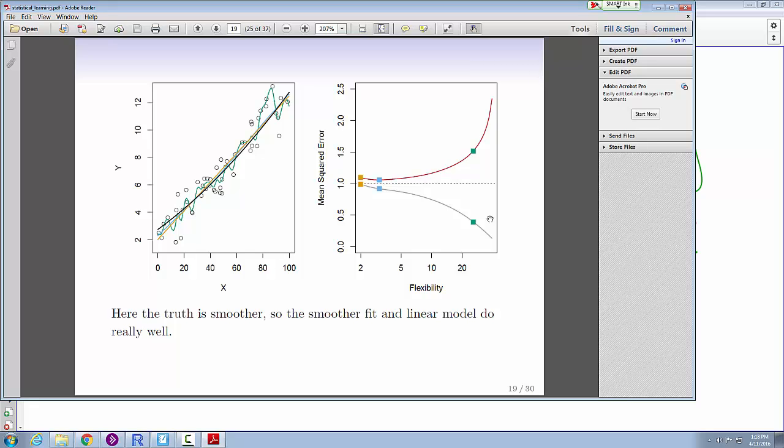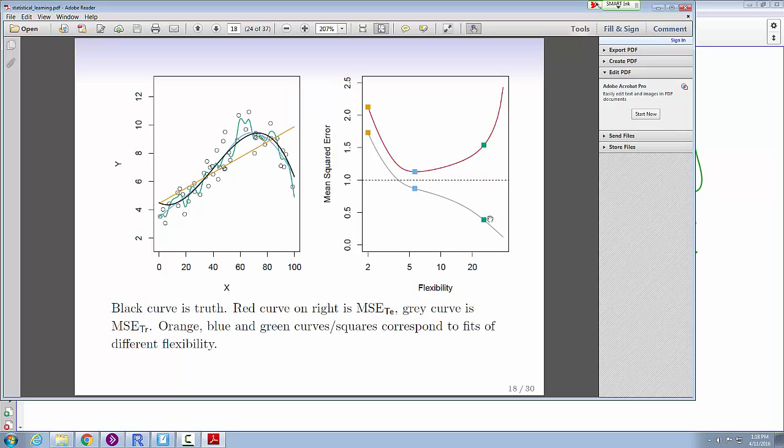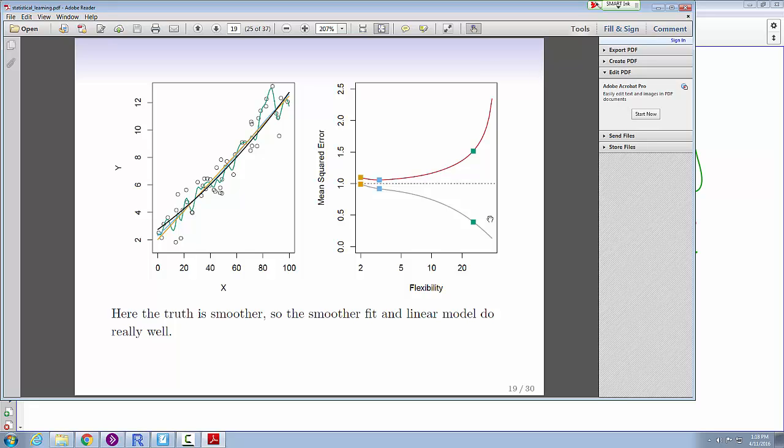Here's another example that's also informative. We have, again, the same setup. The black curve is the true relationship. In this case, the true relationship differs from the previous slide in that it's much less curvy. The black curve is almost linear. It's not quite, but it's pretty close.